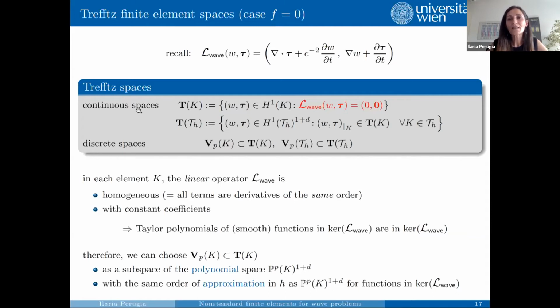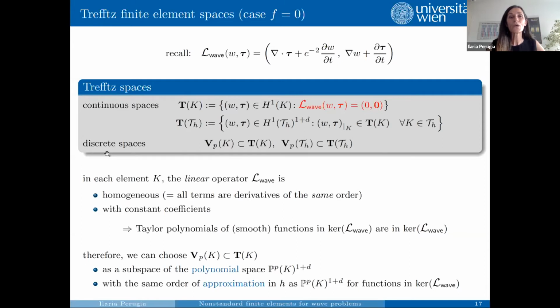So continuous Trefftz spaces are simply, so here I define already these spaces on a mesh. So I'm assuming that K is a mesh element, is one element in my mesh, and I define a local continuous Trefftz space as a space of functions which are in the kernel of the wave operator. So this is an infinite dimensional space. And then I take copies of this local space element by element, I put them together without continuity constraints, and I define my global continuous Trefftz space. Continuous, I mean infinite dimensional, because actually it's made of these continuous functions.